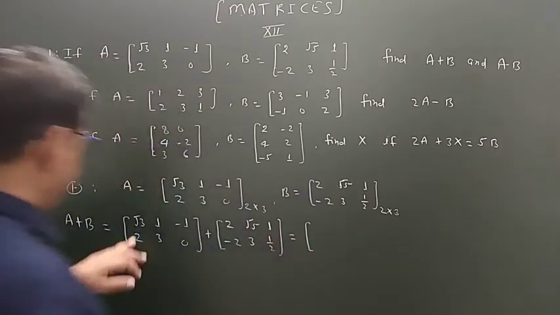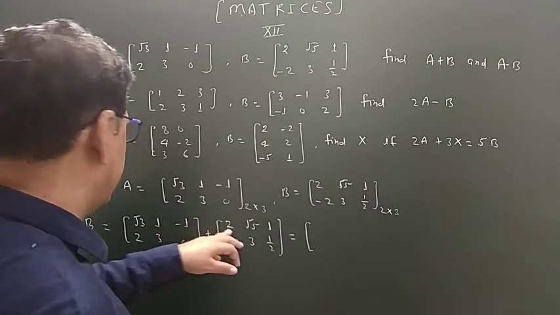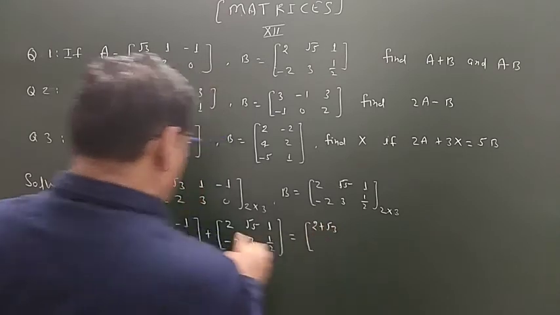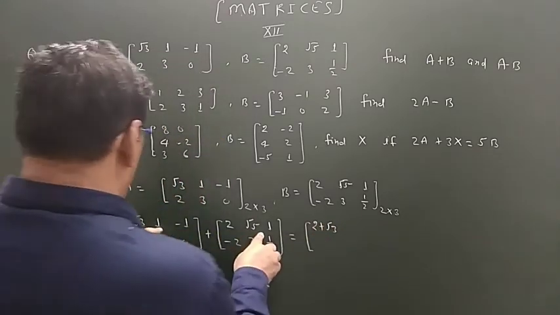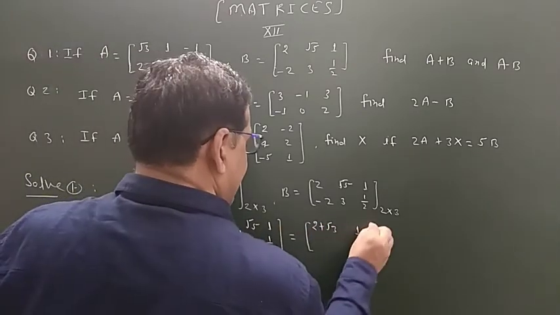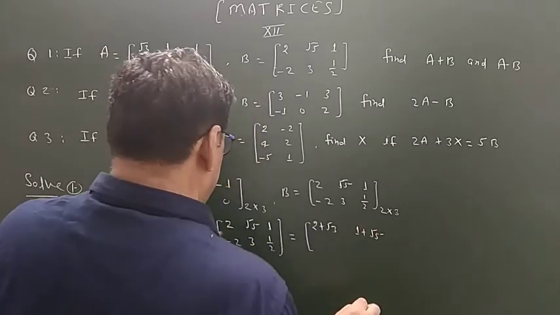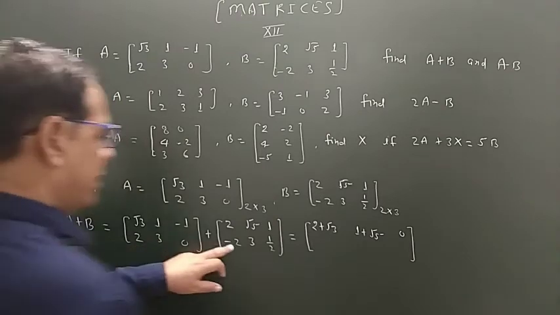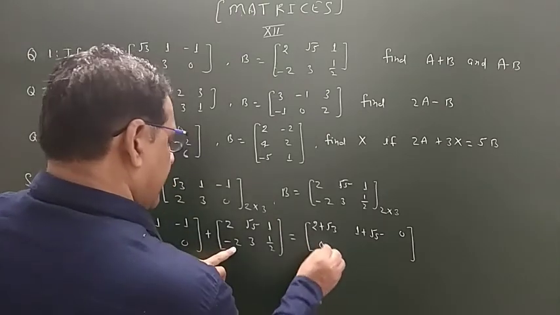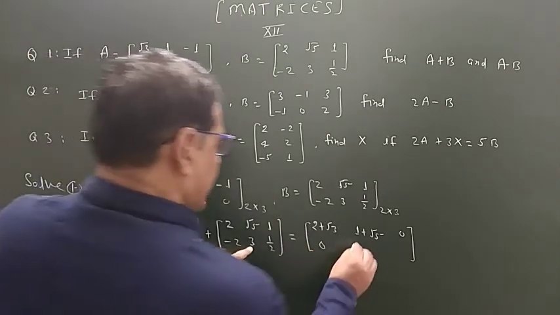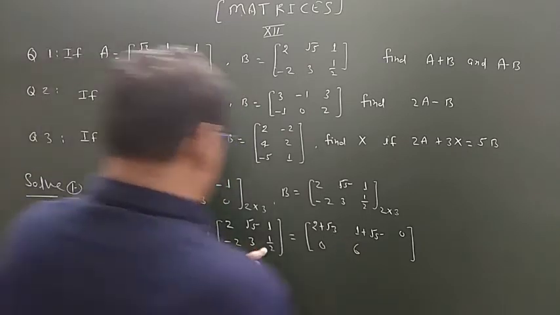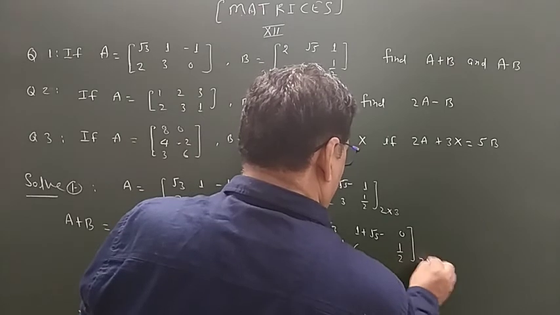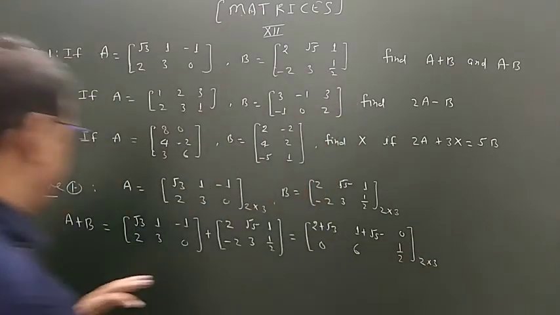When adding corresponding elements, 2 plus root 3 is the first element, similarly 1 plus root 5, minus 1 plus 1 becomes 0, here 2 minus 2 becomes 0, 3 plus 3 becomes 6, and 0 plus half becomes half. This is also a matrix of order 2 by 3.